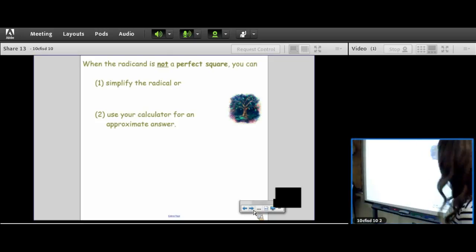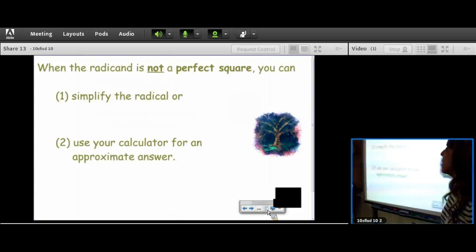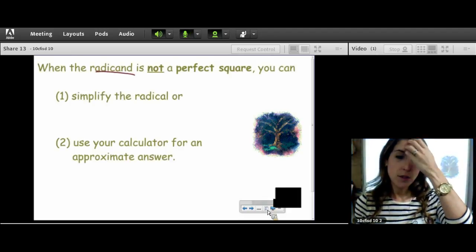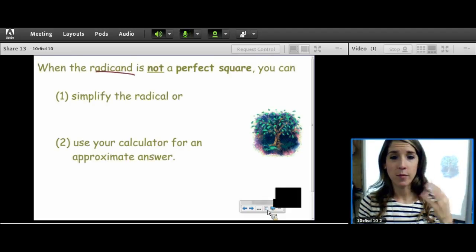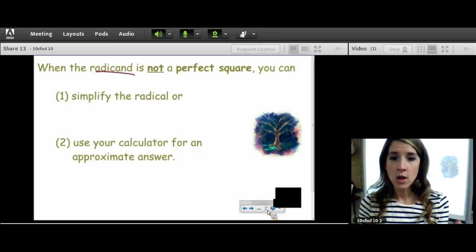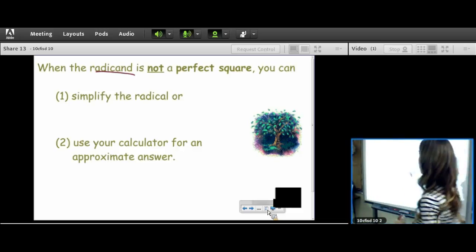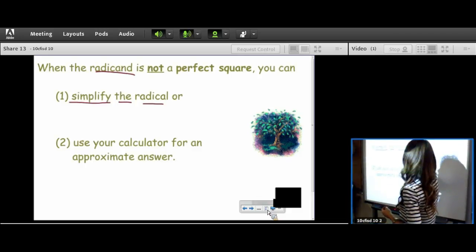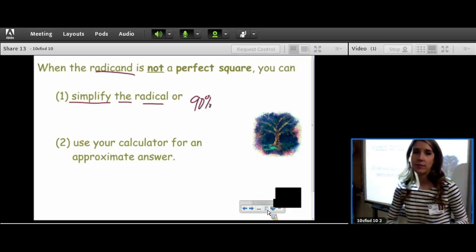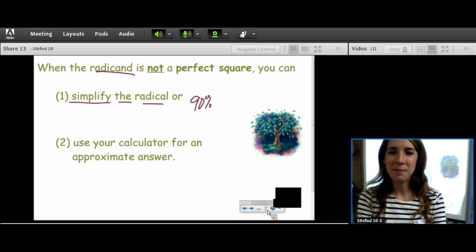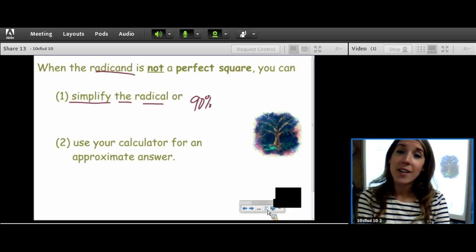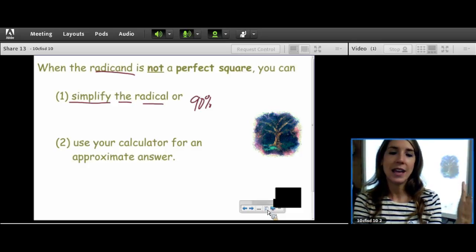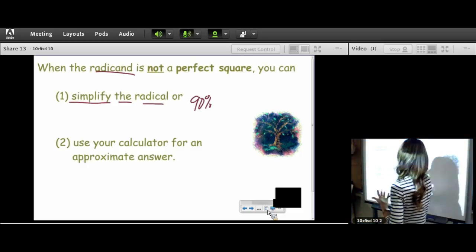Okay. Now, here's the good stuff. Here's what we're doing during the lesson. Most of the time, the radicand is not going to be a perfect square. So when it is not a perfect square, we always have two choices. We can simplify the radical, which is what we're learning how to do today, which we're going to do like 90% of the time. Or we can go to our calculator and push square root of 90, and we can get an approximate answer. This would be a decimal answer.